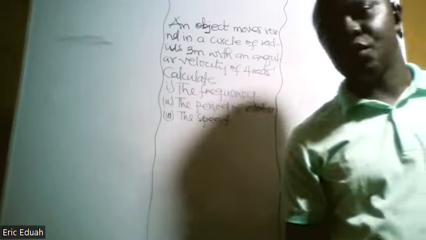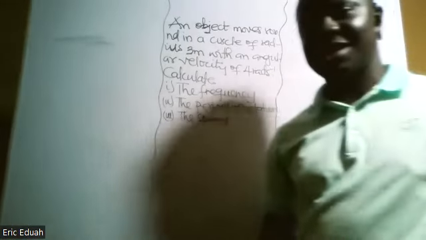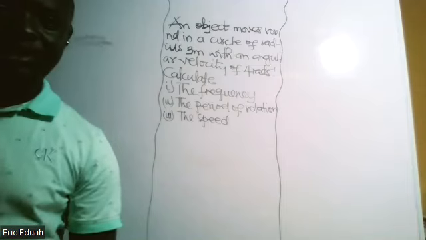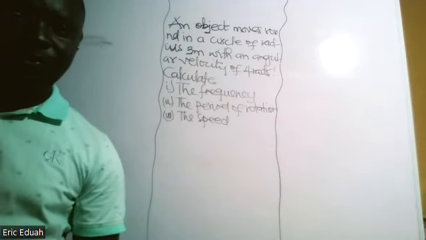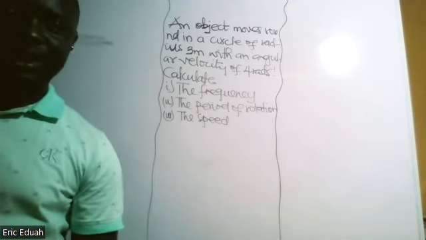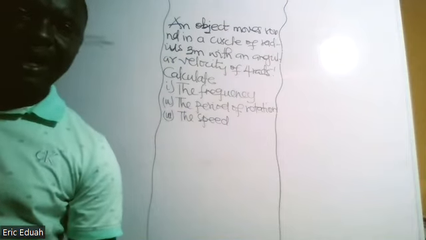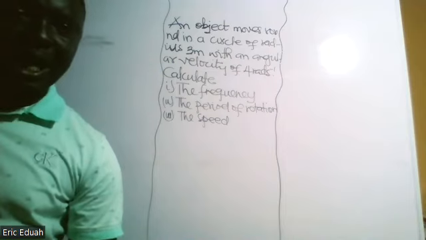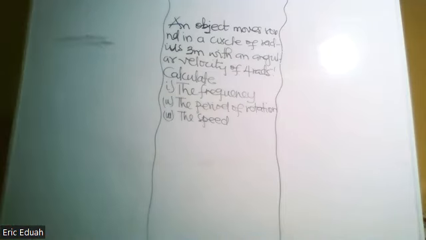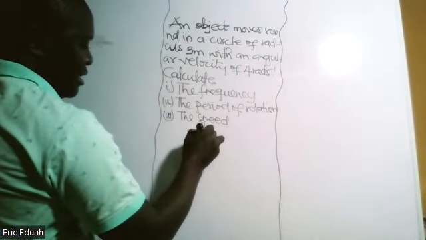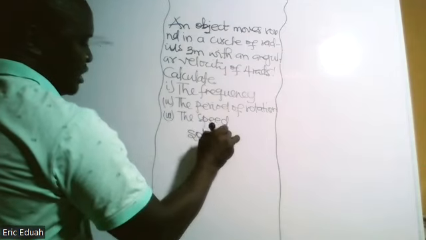Okay. So an object moves around in a circle of radius 3 meters with an angular velocity of 4 radians per second. Calculate one, the frequency, two, the period of rotation, and three, the speed. Okay, so let's see how we can solve this question.